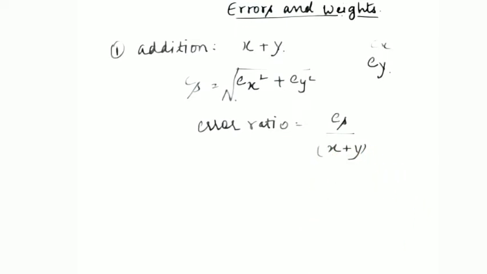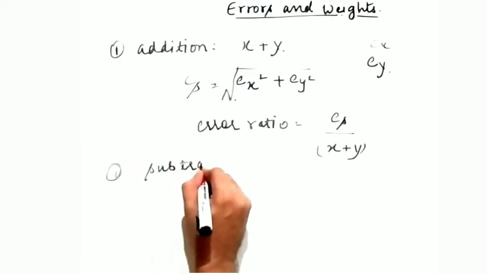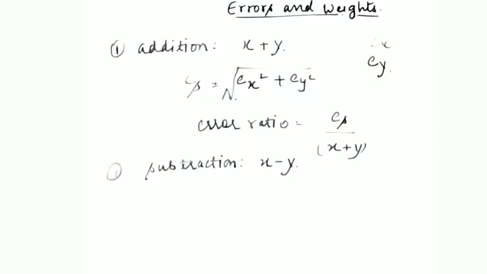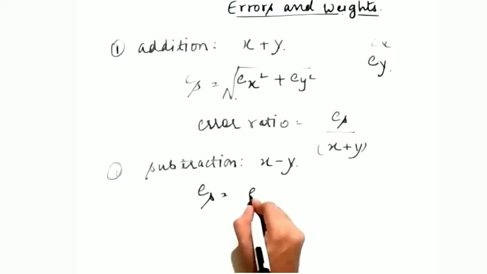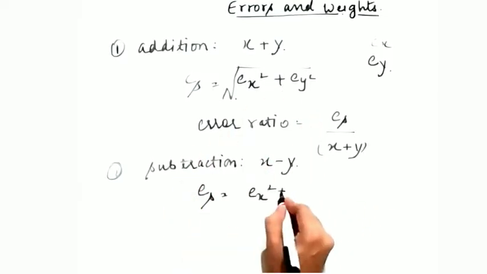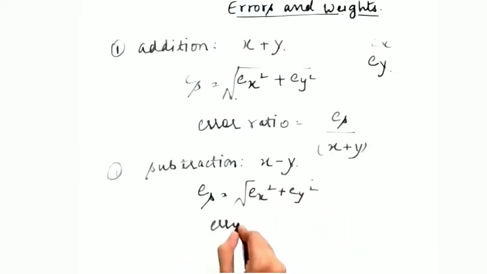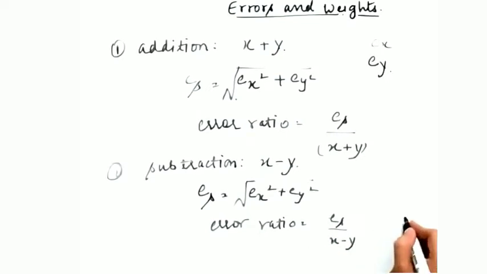Understood? Second thing is subtraction. There is no difference in addition and subtraction in these terms. If I go for x minus y, or if I go for y minus x, the procedure will be the same. So now if I ask you what is the probable error associated with this, then you don't have to change any sign here, you just have to do this. It is similar to that. Now the change will be in error ratio. The error ratio will be ES divided by x minus y. Now if it would have been y minus x, then you would have changed the error ratio to y minus x.